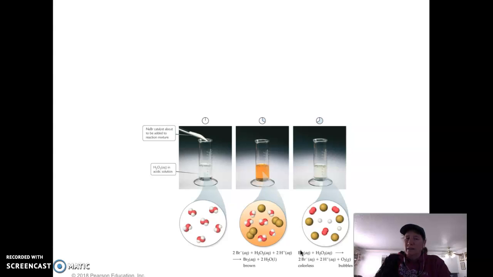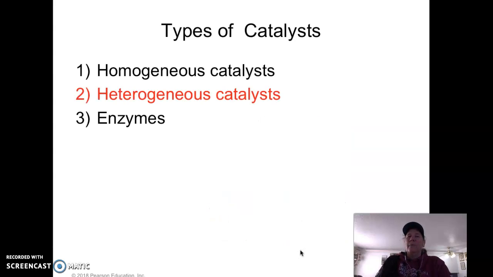We have three different types. Homogeneous means it's in the same phase.